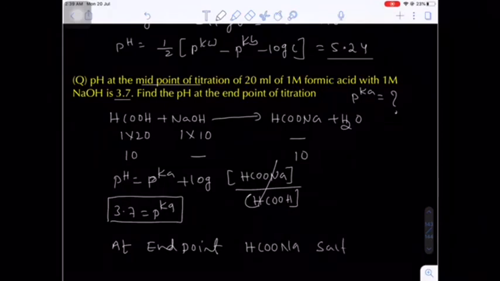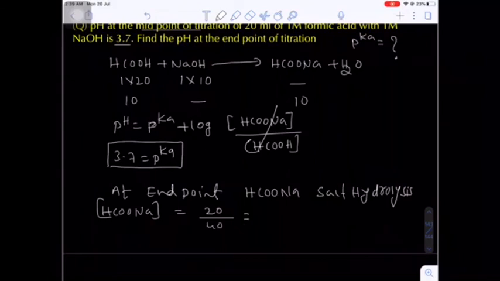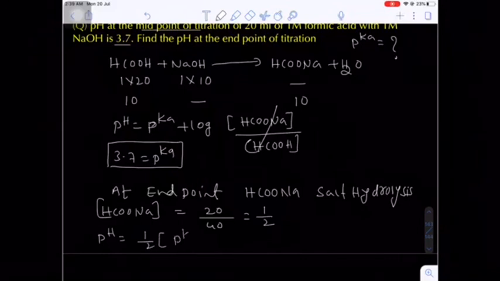Okay, now here find the pH at the end point. At the end point means both are completely consumed. At the end point you have only salt, that is the sodium formate. That means we have to calculate the pH of the solution with the help of whom? Salt hydrolysis. Now how many millimoles of salt will be present here? 20, because 20 millimoles of acid is there. Now total volume is 20 plus 20, 40. So the concentration of the salt will be 0.5.